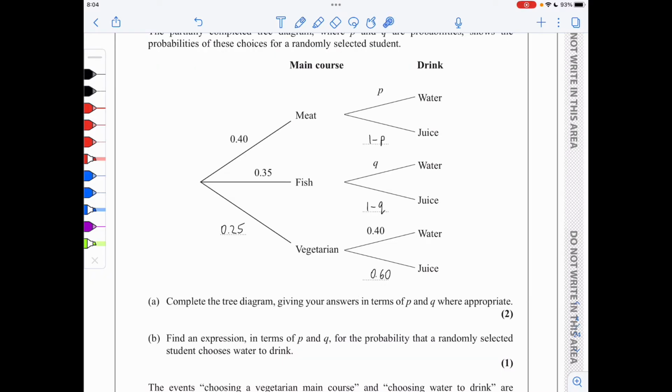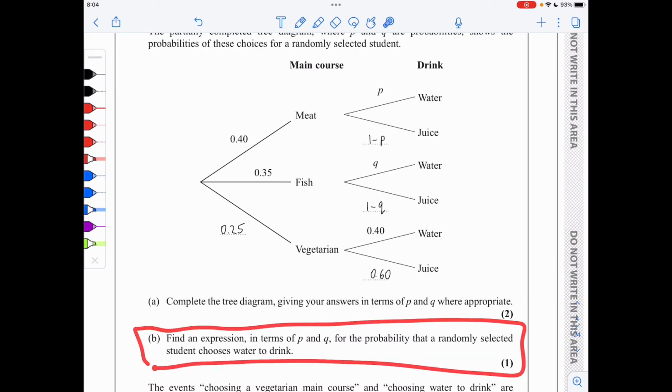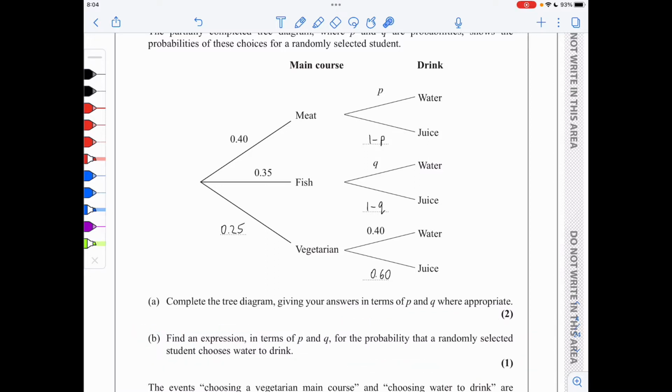In part B, we need to find an expression in terms of P and Q for the probability that someone chooses water to drink. And we can actually follow the tree diagram to see that in order to end up with water as a drink, it could be meat and water, fish and water, or vegetarian and water. These are the 3 different combinations that lead to water.